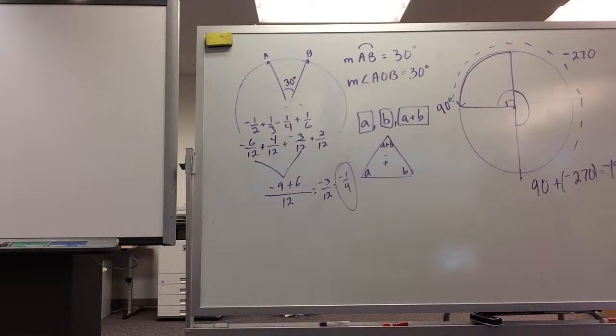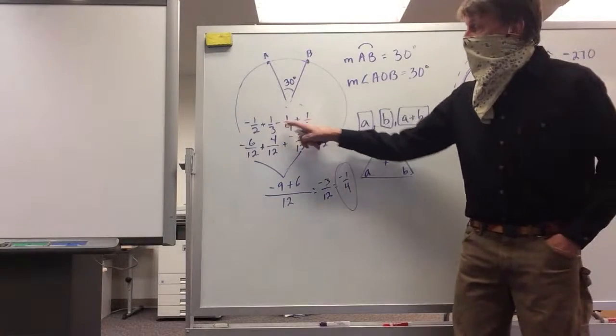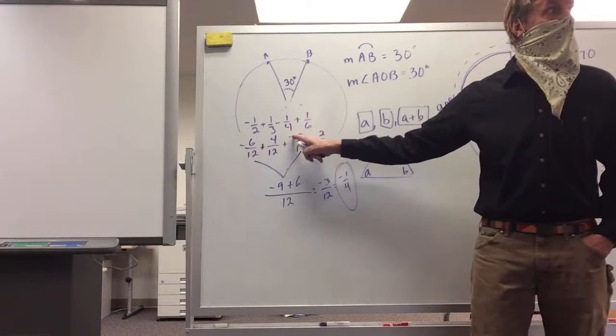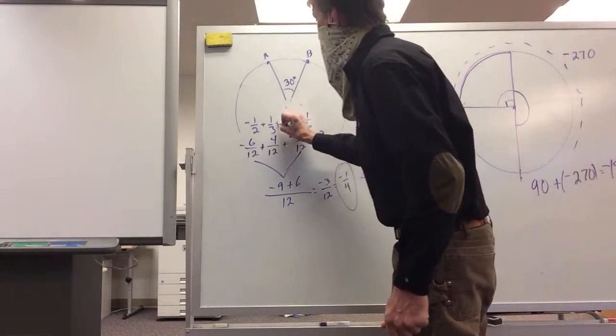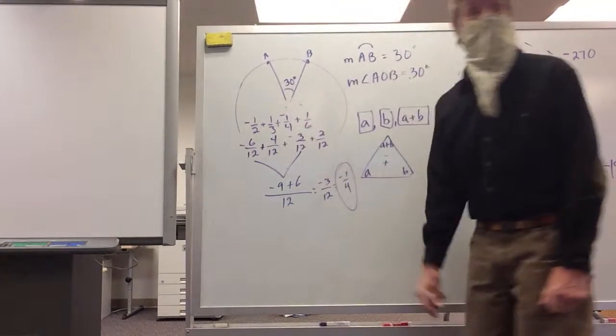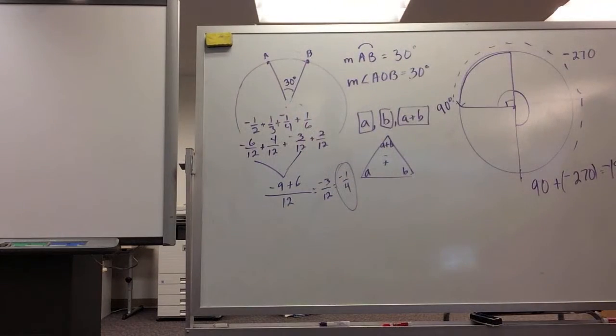Number 14? Yeah. It's negative 1/2 plus 1/3 minus 1/4 plus 1/6. But I rewrote subtracting a fourth as adding a negative. See, if we just change this to adding a negative 1/4, that's the same. They still get the same answer? Sure.